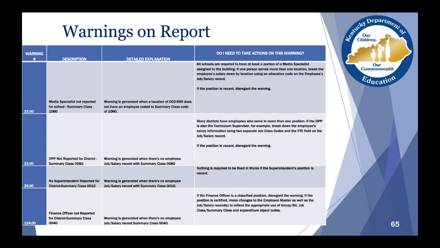Warning 29 is no superintendent reported for district summary class 0110. You know, it may be that your superintendent, if it's vacant, you don't have to report it, but just verifying that you do have a superintendent reported with summary class code 0010 is important. And 124, this is the one we discussed in CSD, finance officer not reported. As long as they're reported on one or the other, CSD or PSD, that will be fine.